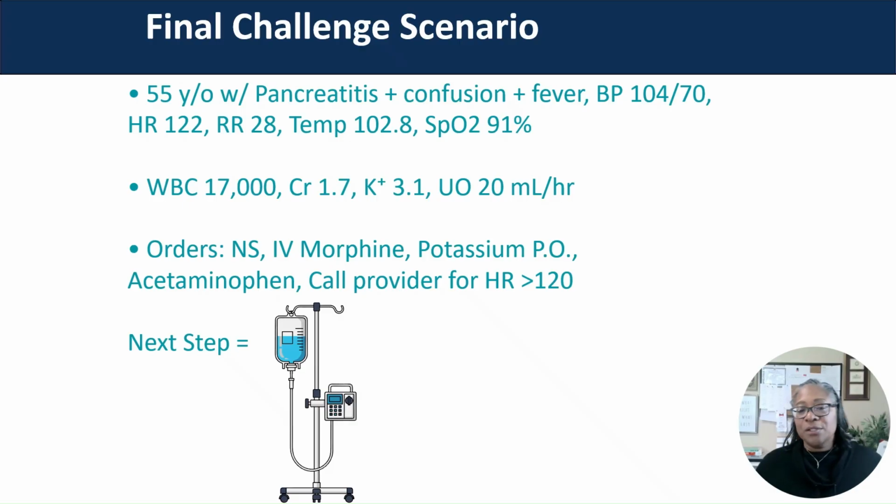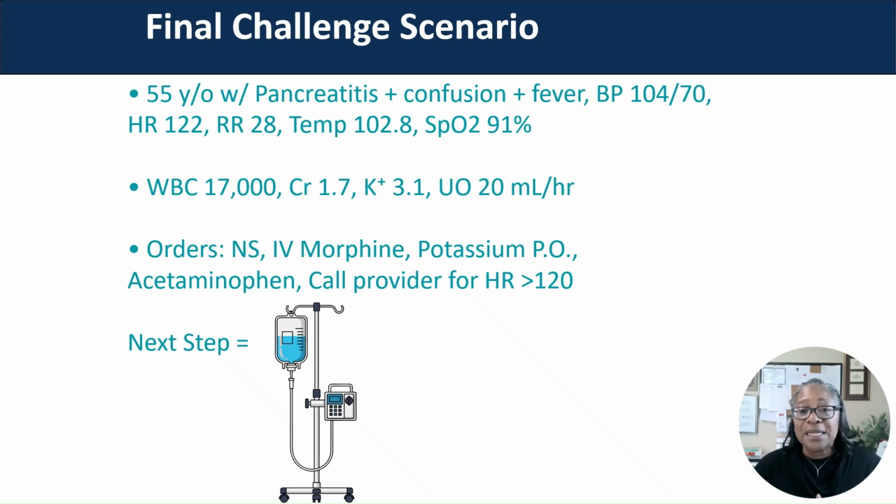So, here's a challenge. 55-year-old, pancreatitis, new confusion, vital signs: blood pressure 104/70, heart rate 122, respiratory rate 28, temperature 102.8, and an SpO2 of 91%. Their labs: white blood cell count 17,000, potassium 3.1, creatinine 1.7, urine output 20 milliliters per hour. You have some saline going at 125 an hour, some IV morphine, some PO potassium, acetaminophen, and you have an order to call the doctor if the heart rate is greater than 120.